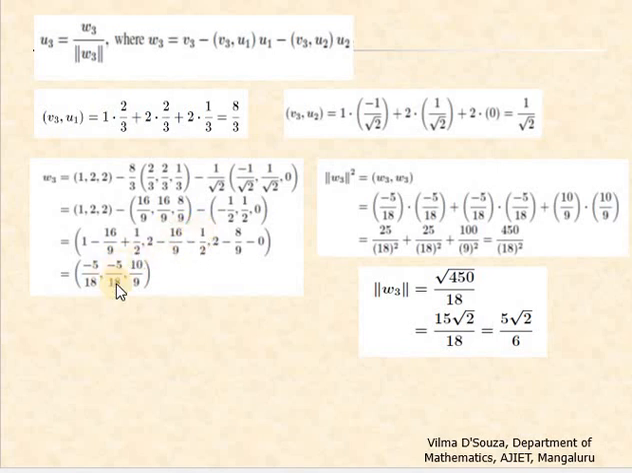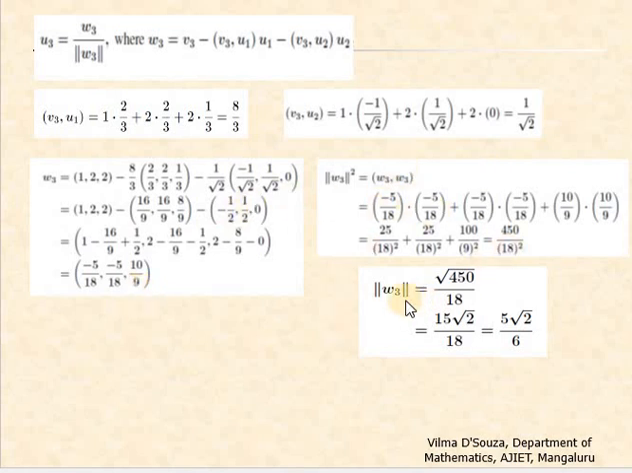Minus 5 by 18. The last term, you can take the common denominator as 9 itself. So this will be 2 into 9, that is 18, 18 minus 8 by 9. 18 minus 8 is 10. So 10 by 9. So what is your W3? W3 is (−5/18, −5/18, −5/18, 10/9).